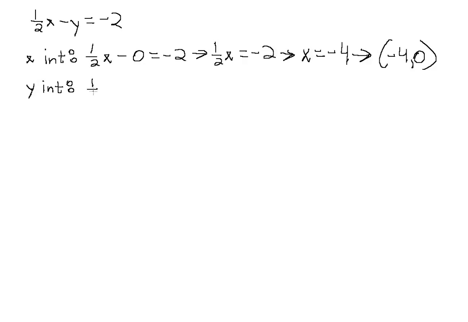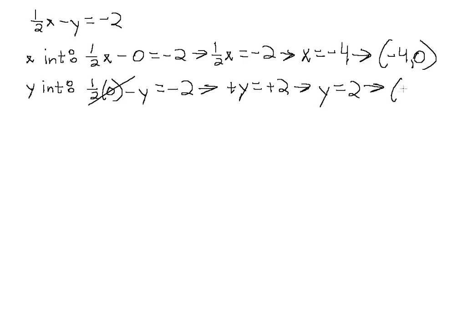So we have 1/2 times 0 for x minus y equals -2. 1/2 times 0 is 0. So we're left with minus y equals -2, but we want to solve for a positive y, so let's go ahead and flip the signs. Same thing as dividing both sides by -1. So we have y equals 2, and our y-intercept will be 0 and 2. The y value is 2 whenever the x value is 0. That's all that says. Okay, so let's go ahead and graph this real quick.